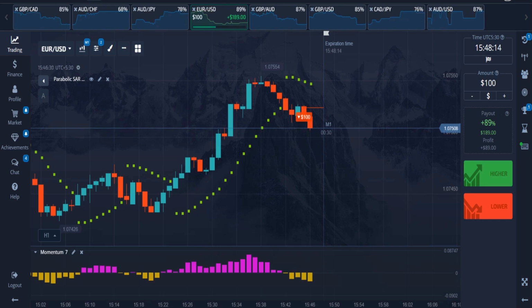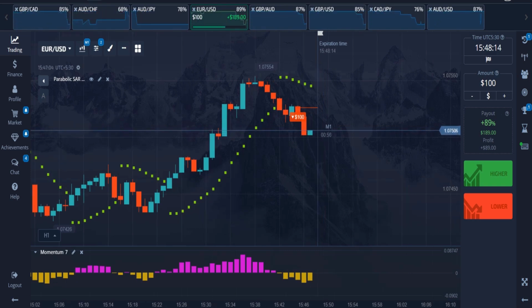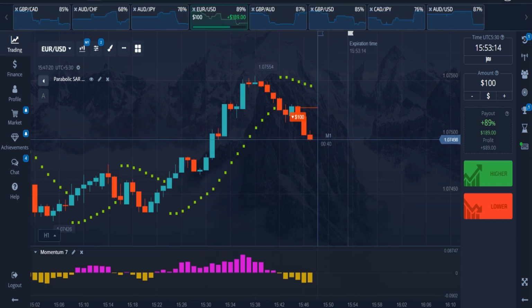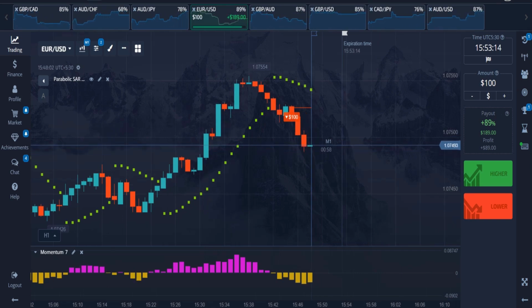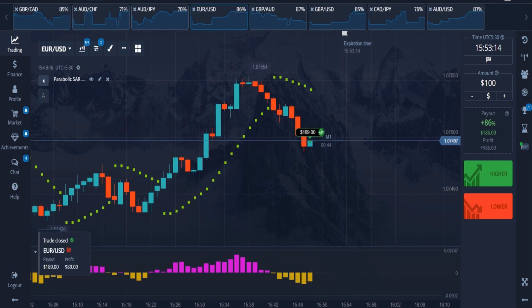Now let's wait and see how this trade concludes. Win or loss? Remember, in trading, patience is key. Stay tuned and don't forget, indicator settings are coming up, so stick around till the end. We've won this trade too.